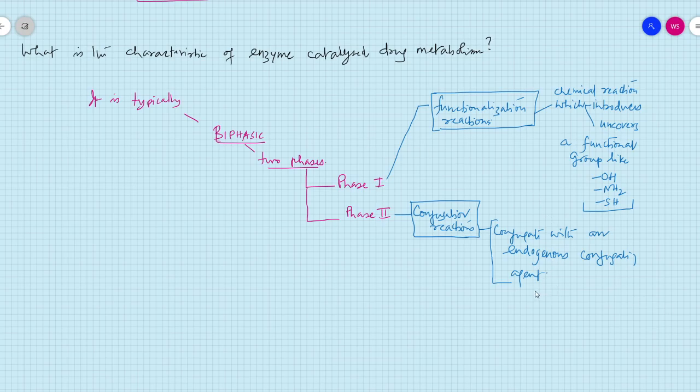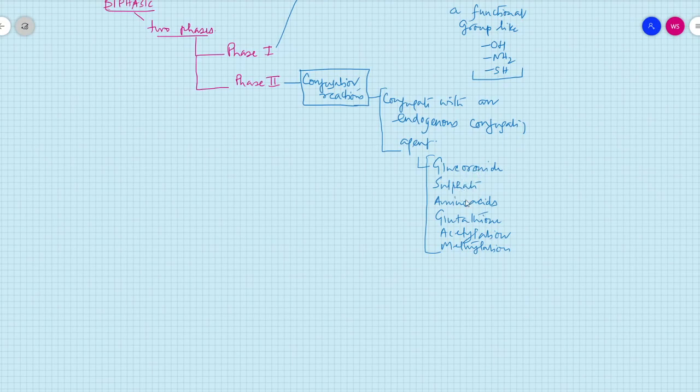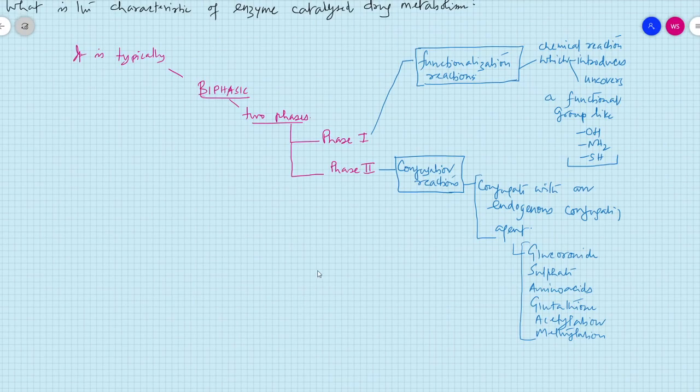What are the examples of this? It can be glucuronide conjugation. It can be sulfate conjugation. Or it could be conjugated to amino acids. Or it could be conjugated to glutathione. Or maybe acetylation, or methylation. The important thing is, all these things are produced within the body: glucuronide, sulfate, amino acids. So conjugation reaction is just combining these functional groups with these endogenous compounds, and that's why we call them phase two reactions.